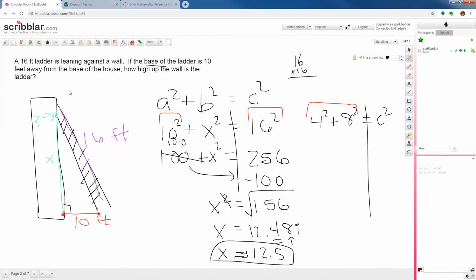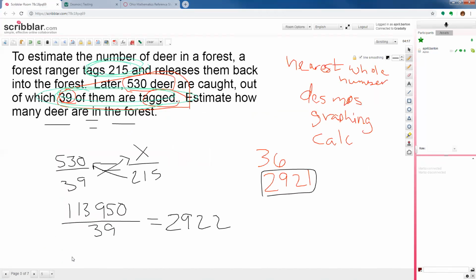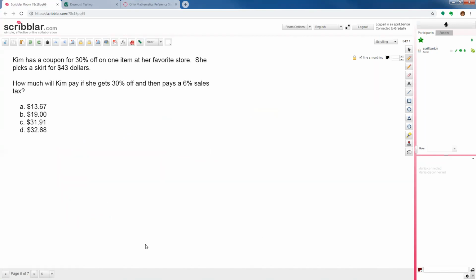So looking at the actual application and being like, okay, does this answer actually make sense with this word problem? And that process only works with word problems because if it's just a random problem, you don't have the context to be like, does this make sense or not?